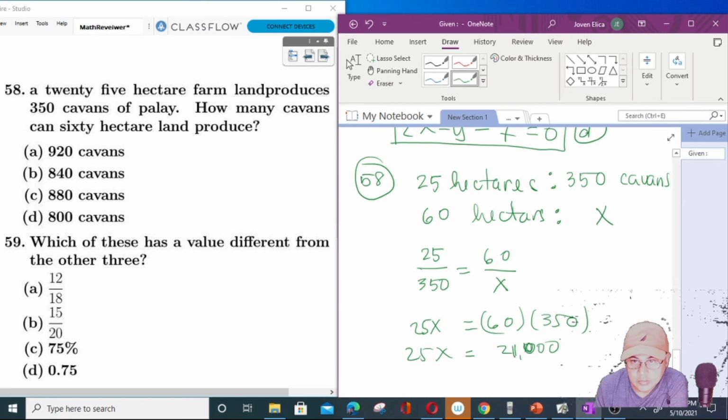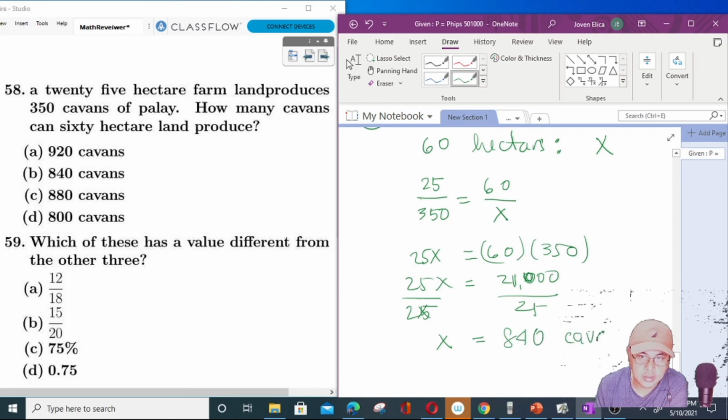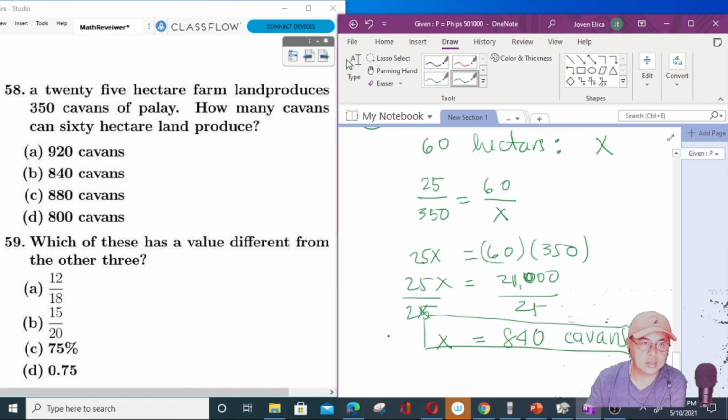So 21,000. Just divide both sides by 25. So the number of kabans in 60 hectares will be 21,000 divided by 25. This is going to be 840 kabans of rice. This is just a simple ratio and proportion. You just have to analyze the problem. 840, so this is letter B. All right.